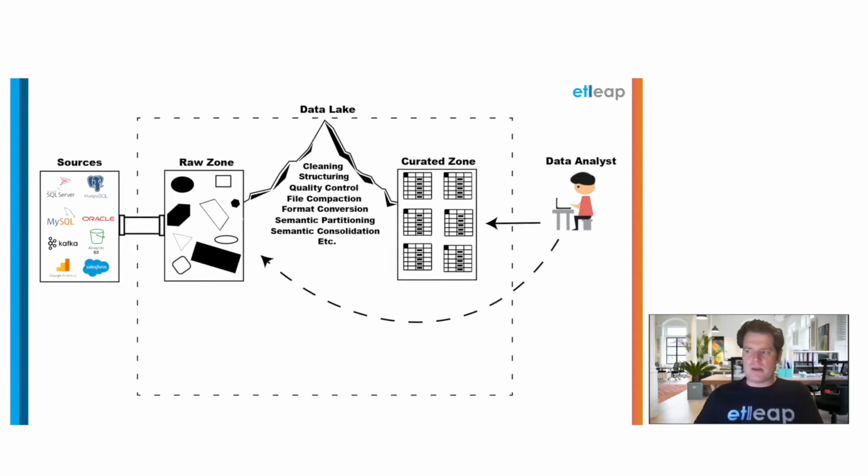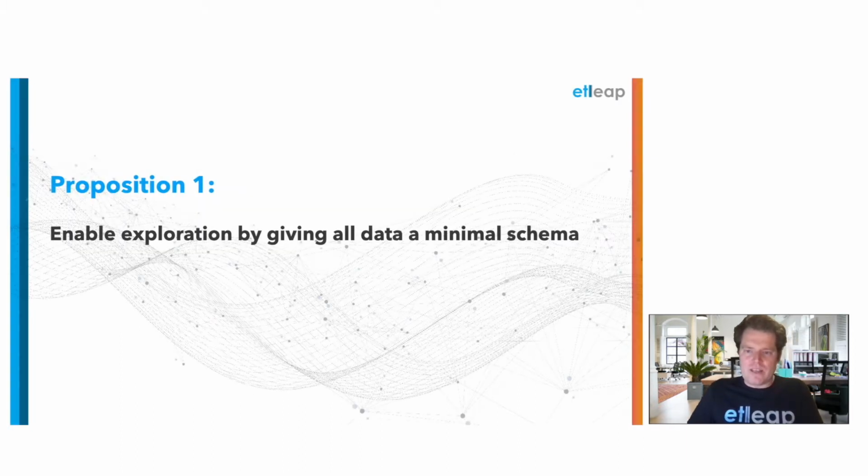One of the key concepts that distinguishes a data lake from a data warehouse is schema on read. And this is a promise of flexibility. And it's great to be able to store raw data without concern for which parts are going to be used for future analysis. But if you don't have any strategy at all for how you're going to use it, what's more likely to happen is that preparing data for analysis becomes a daunting project. And much of the analysis that could be valuable is just never done as a result. And this leads us to our first proposition: enable exploration by giving all data a minimal schema.